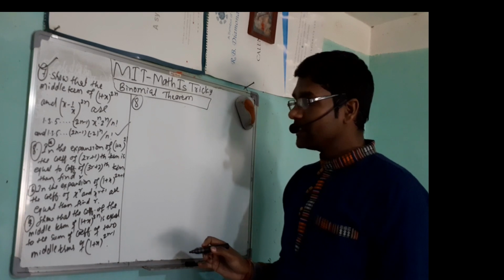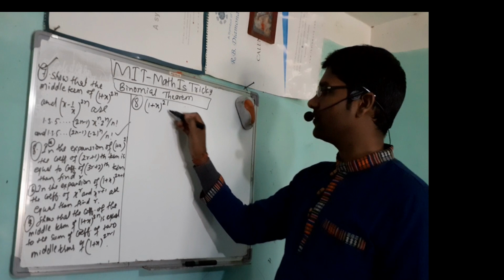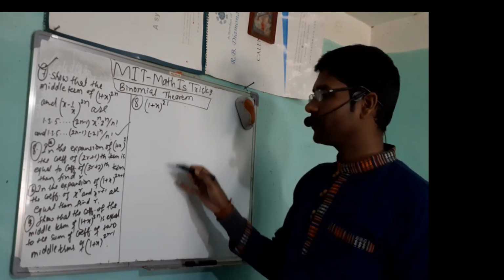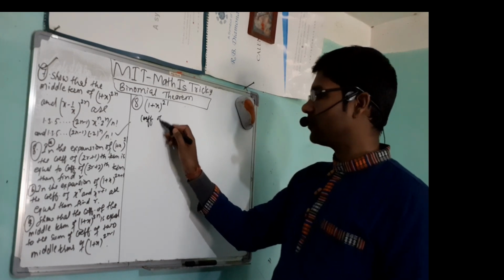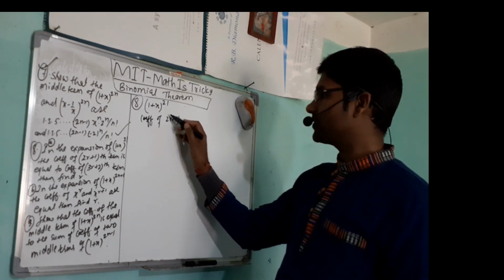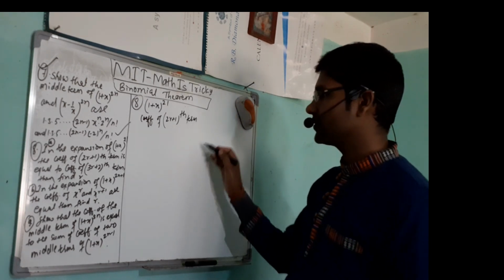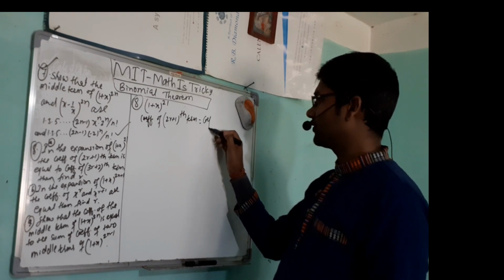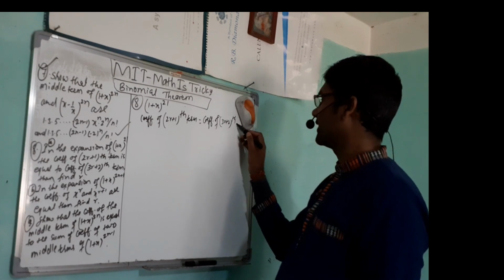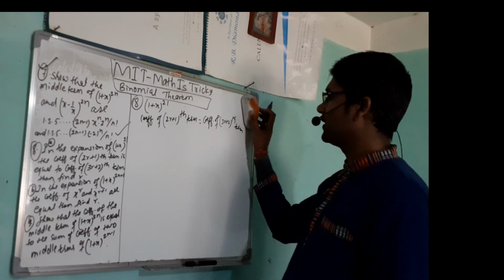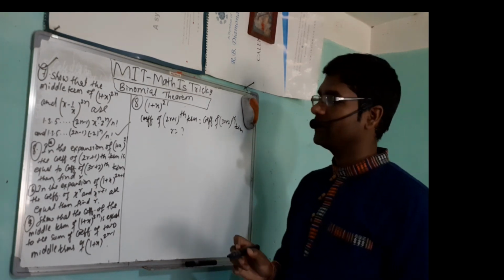In the expansion of (1 plus x) power 21, the coefficient of the 2r plus 1th term equals, it is given here, the coefficient of the 3r plus 2th term. This is what we are given. Now if so, we have to find the value of r.